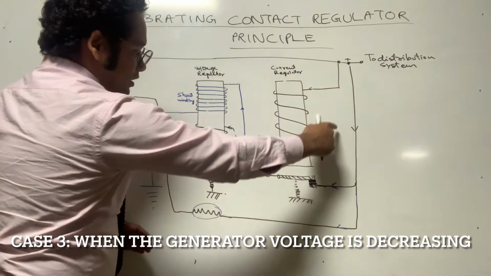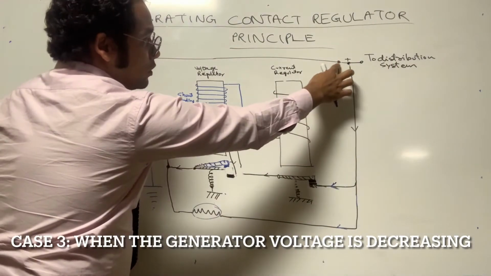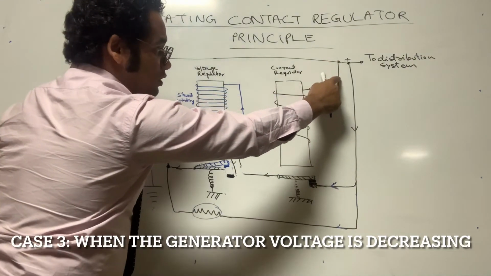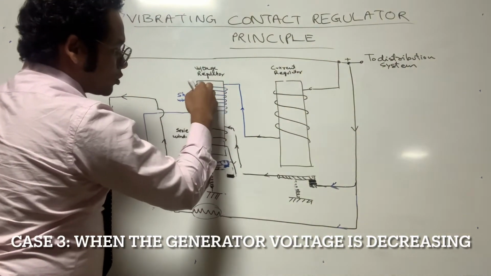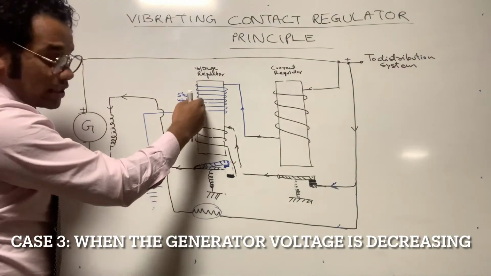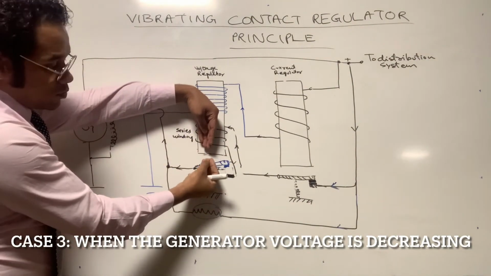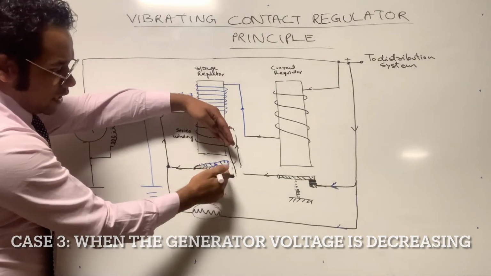Once it comes to the normal level, now let's discuss case 3. What will happen is this contactor will close again. How? The voltage output has been reduced. So from here the current will go, and the electromagnetic force will become less. As the electromagnetic force becomes less here, the spring force will dominate. The spring force will pull back the armature and close it back.